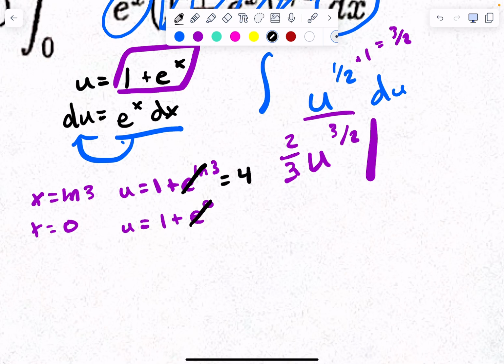e to the 0 is 1. So 1 plus 1 is 2. So my limits are from 2 to 4. I was just going to plug that into my calculator.